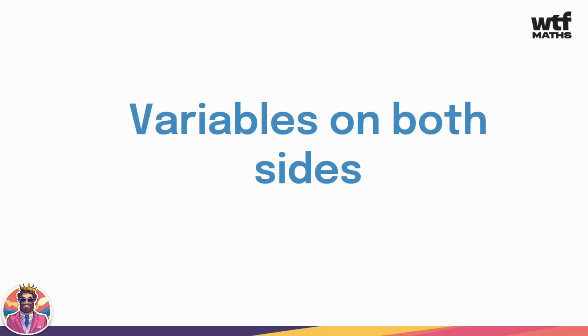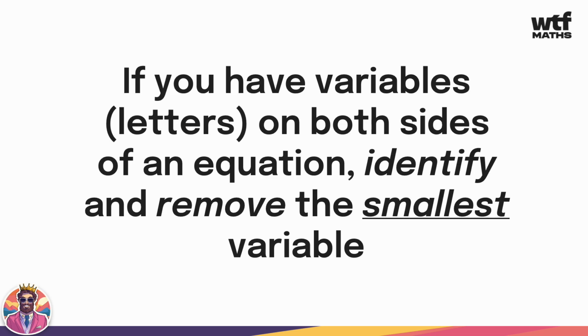Hello, today we're going to look at equations that have variables on both sides. So remember, variables are just letters. So if you have variables on both sides of an equation, work out which is the smallest one and then get rid of that first.